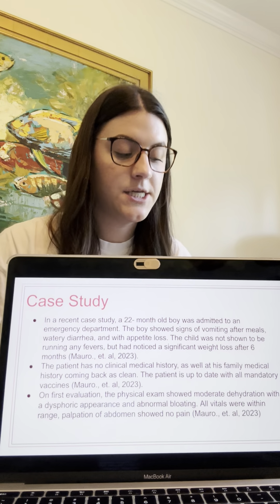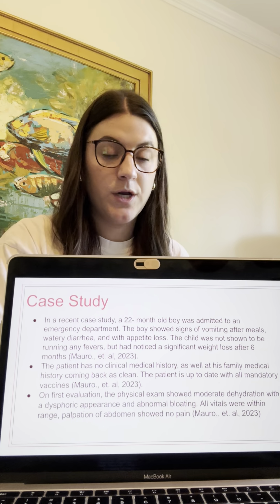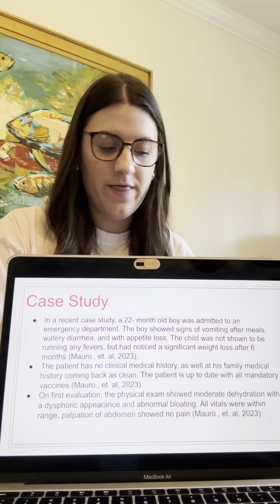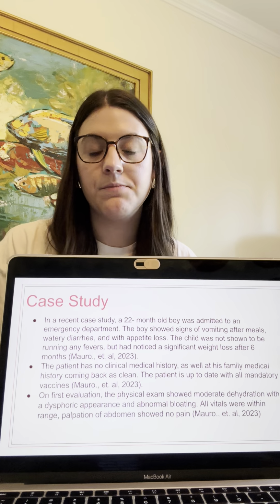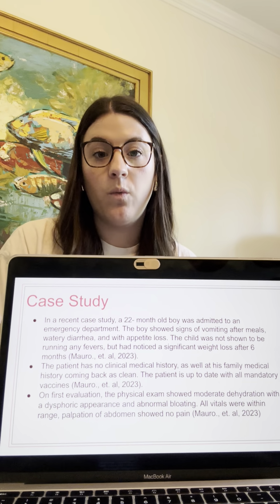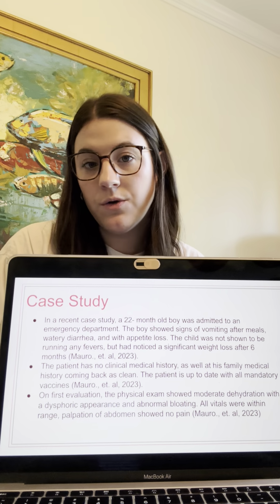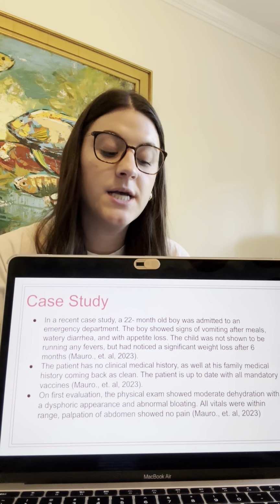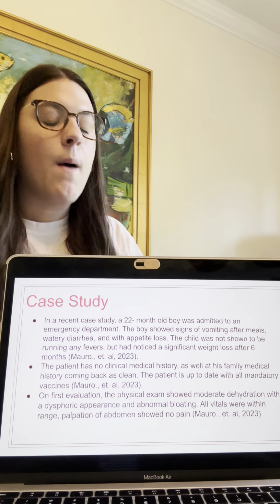So in a case study, there was a 22-month-old little boy that was admitted to the emergency department, and this little boy over 6 months showed signs of vomiting after meals, watery diarrhea with appetite loss. This child was not shown to be running any fevers in these 6 months, but the parents did notice a significant amount of weight loss in those 6 months.